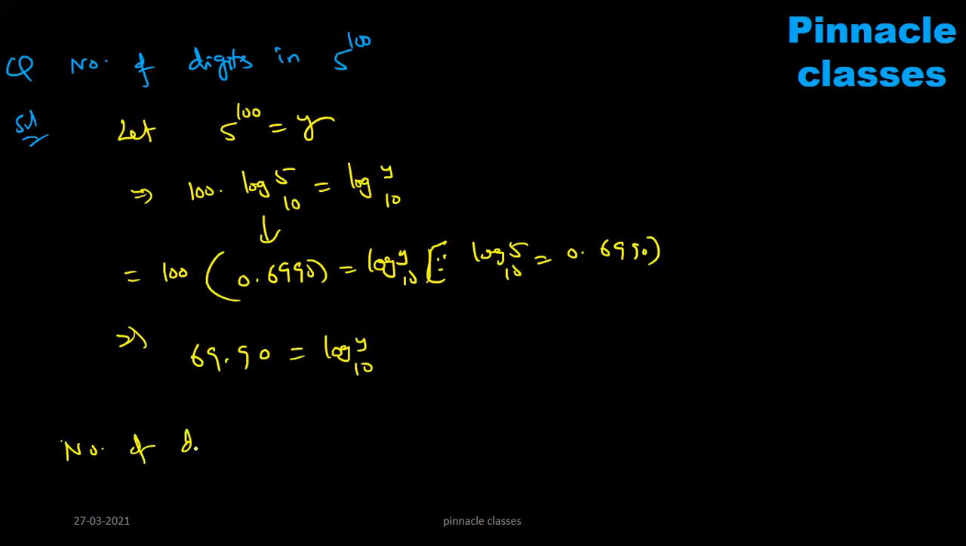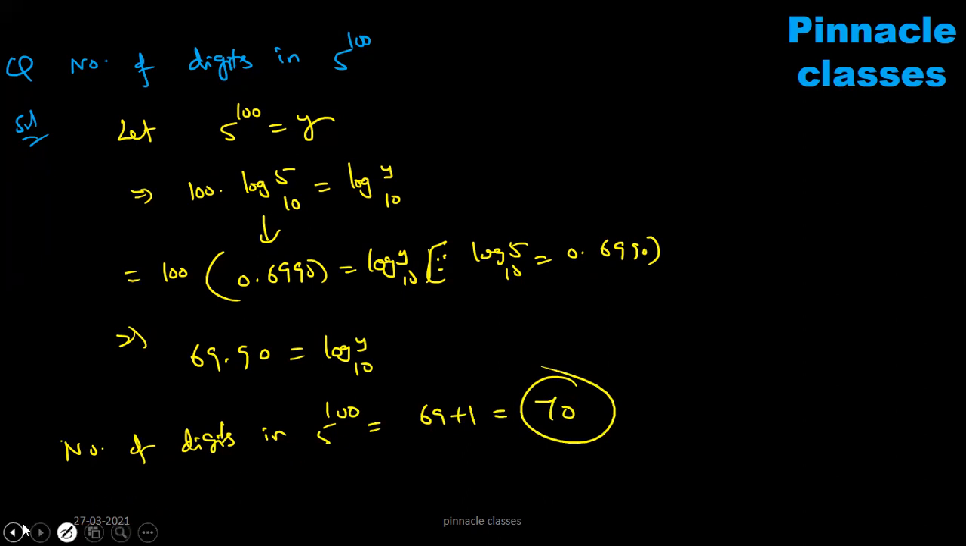So the number of digits in 5 power 100 is how much? 69 plus 1, that is 70. So 70 digits are there in this number. Like that. So try to complete the remaining questions.